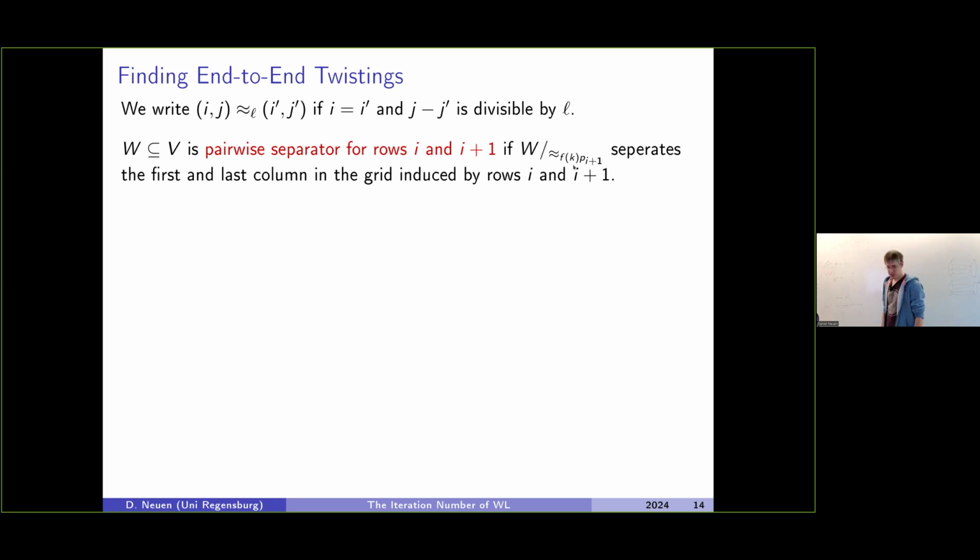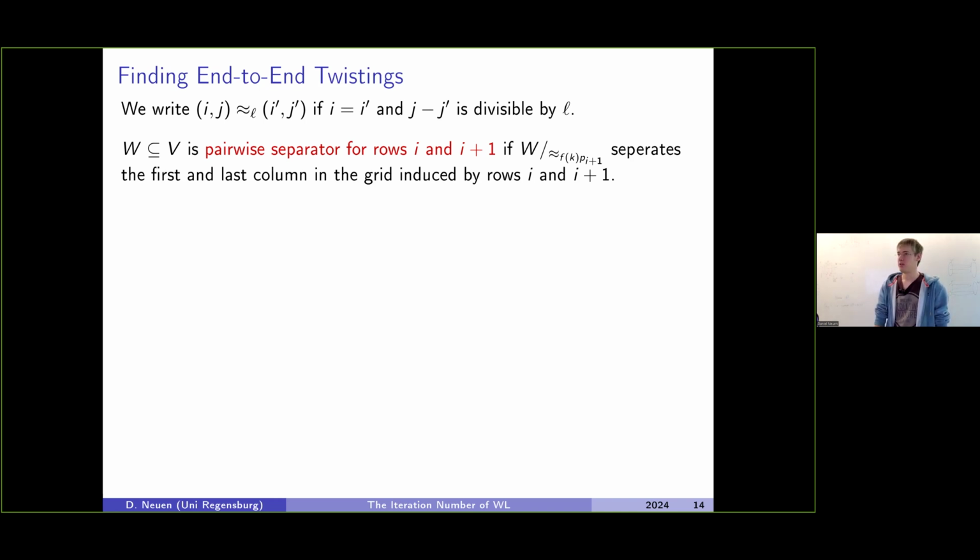Yeah, so what we do is basically now we say vertices are equivalent whenever they have kind of this distance here. Yeah, their difference is divisible by this amount, which means we make our equivalence classes larger, and we make it even more difficult to find such a compressible twisting. Okay, so we say a set is a pairwise separator for rows i and i plus 1 if we consider this set, close it under this relation, and it separates the first and last column in the grid induced by rows i and i plus 1.